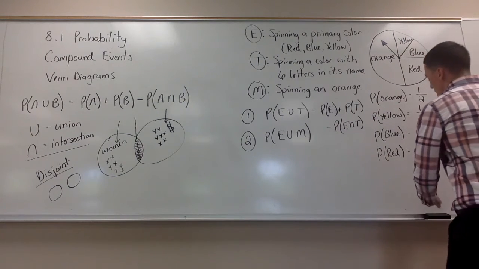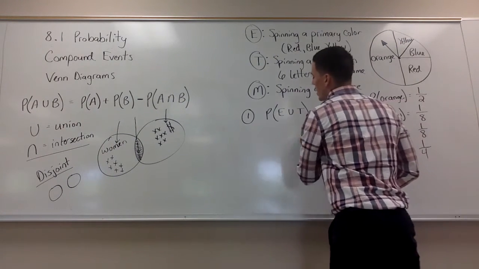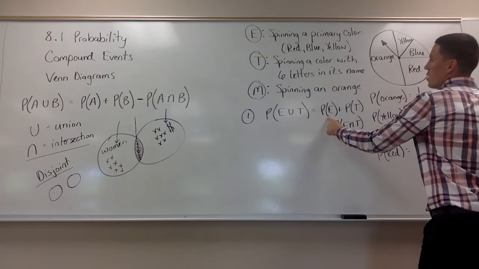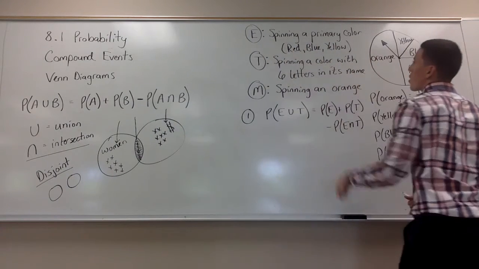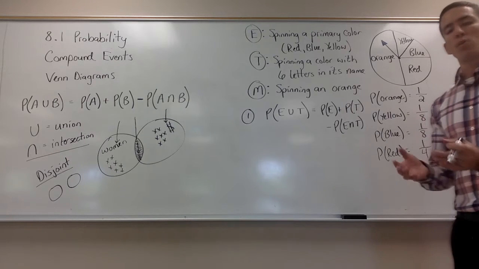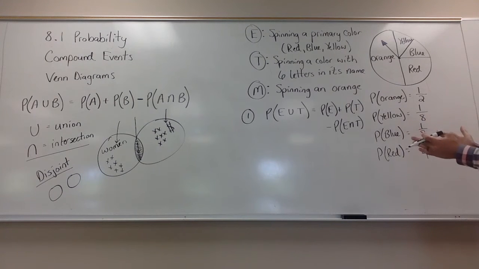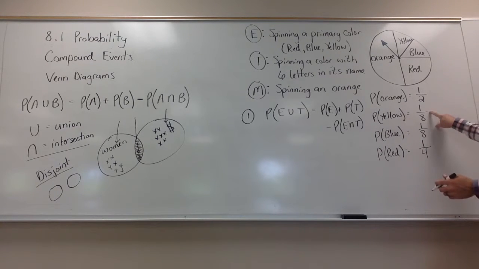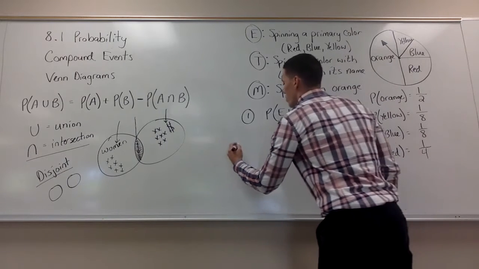So the probability that E occurs is the probability that we spin a primary color. Well, spinning a primary color can happen if we get a red, a blue, or a yellow. From the text, hopefully you would know that in order to find the probability of all those together, we would add up those probabilities. So the probability of E is 1/4 plus 1/8 plus 1/8, which turns out to be 1/2.